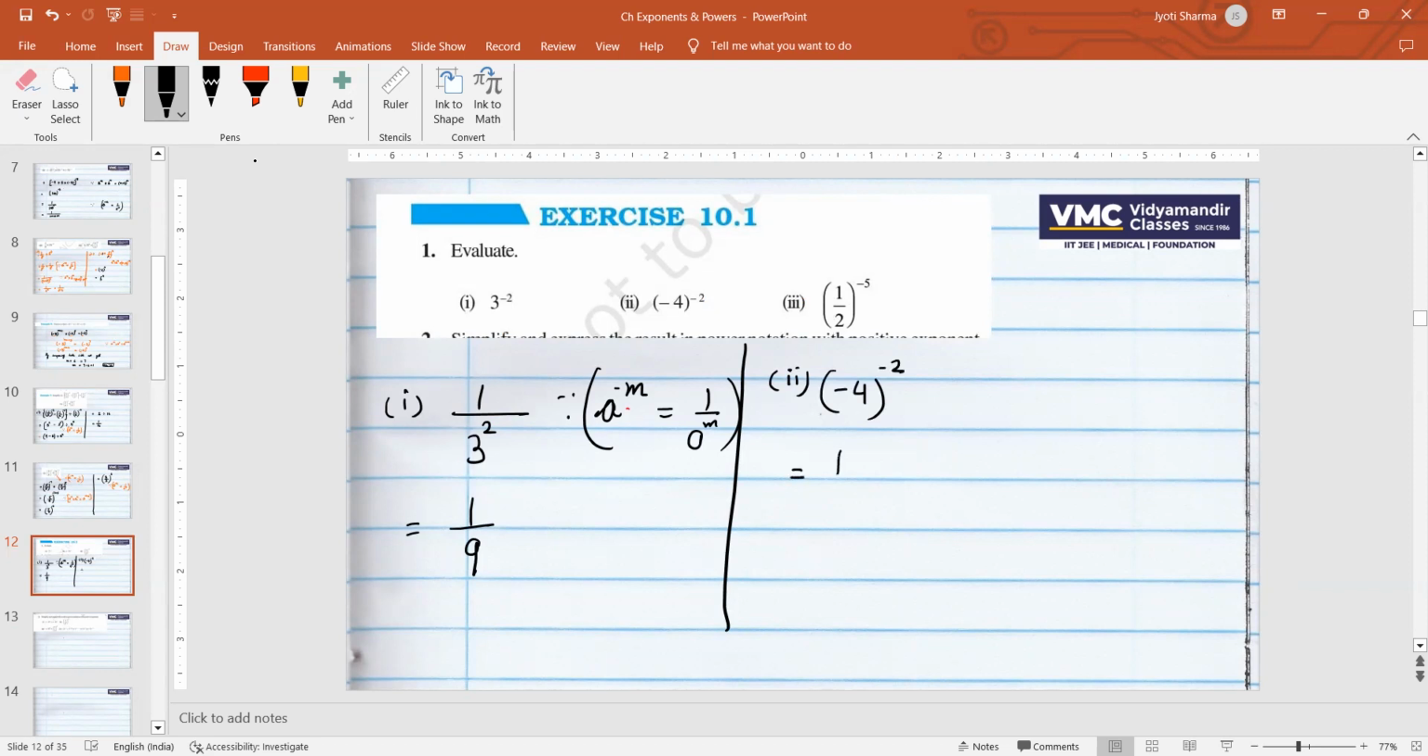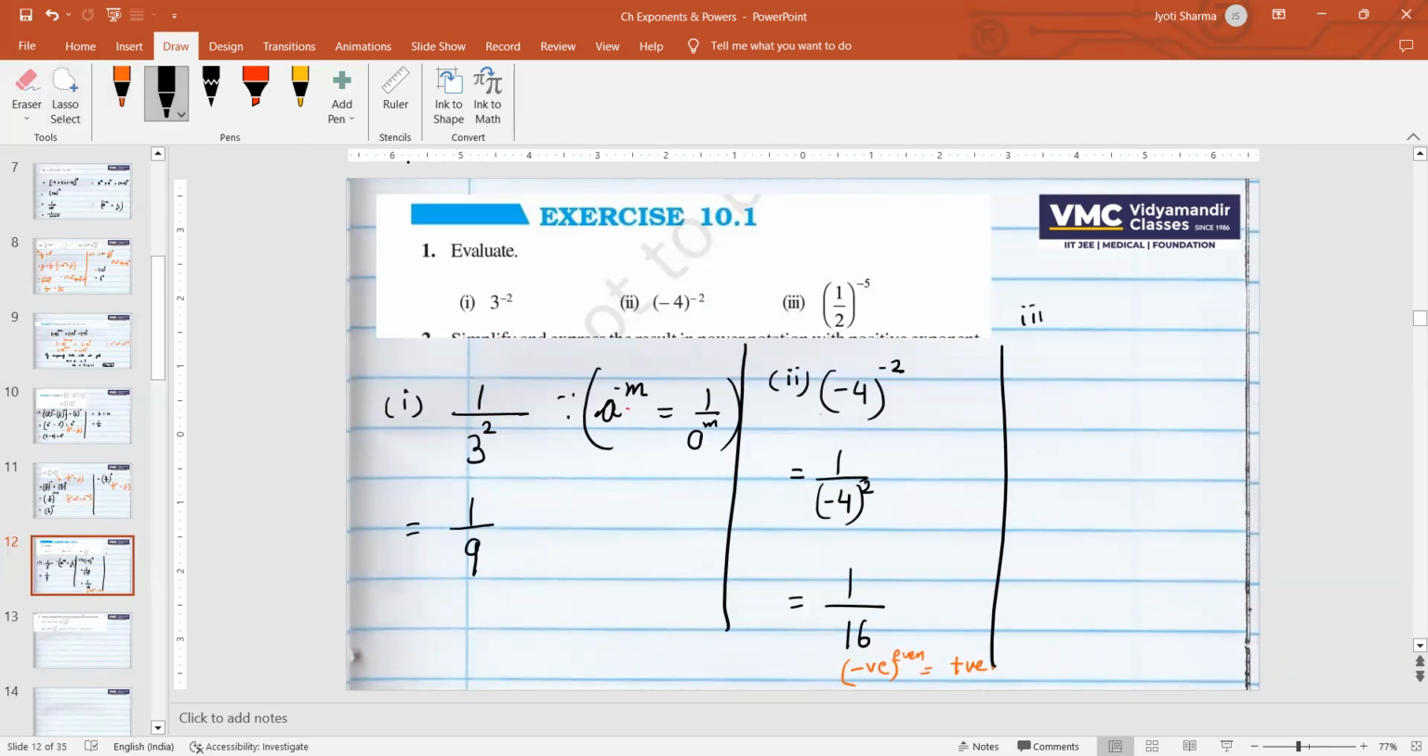So if I do the reciprocal, power will become positive. The negative number raised to the power even times, so even number, the result will be positive only. Here you should know a negative number raised to an even power, the result will be positive.